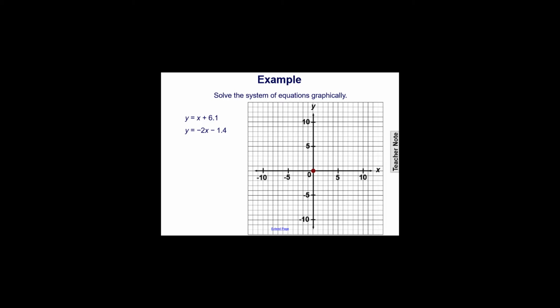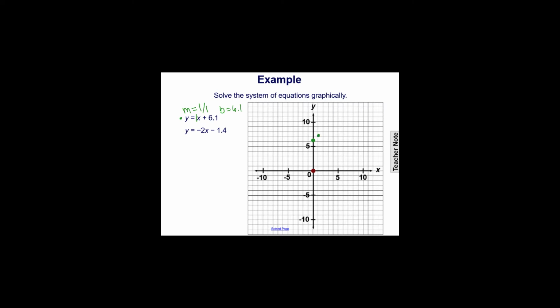So the first equation, y equals x plus 6.1, would have a y-intercept of 6.1. So we have to go to 6.1 on our graph, which we can tell where 6 is on our graph, so maybe we'll go a little bit above that to represent 6.1. And then our slope is 1 from the coefficient of 1. So 1 over 1 tells us from 6.1 to go up 1, right 1.